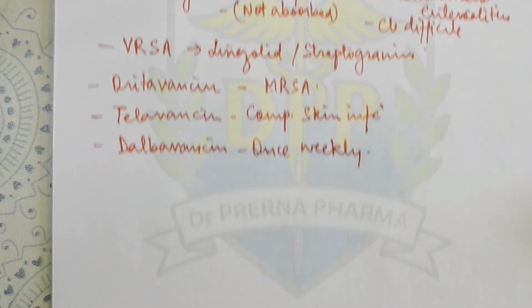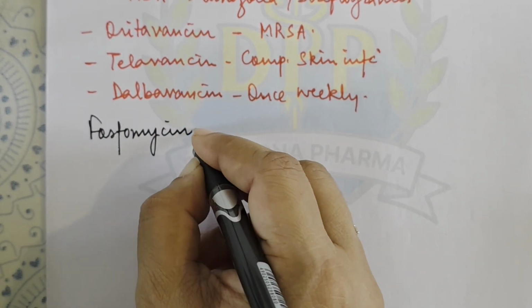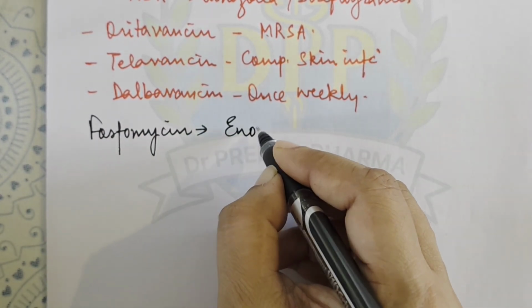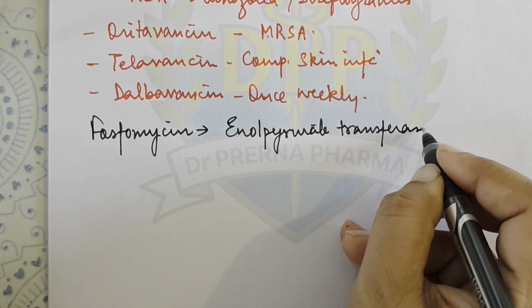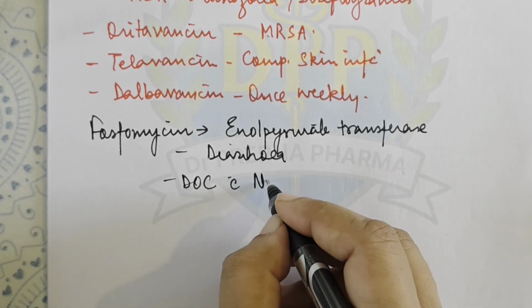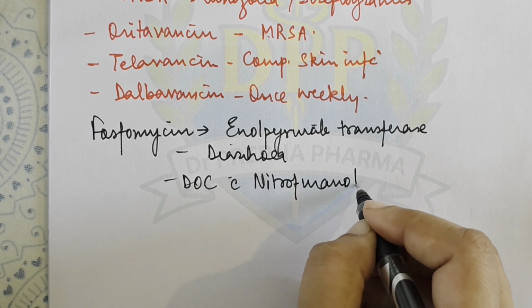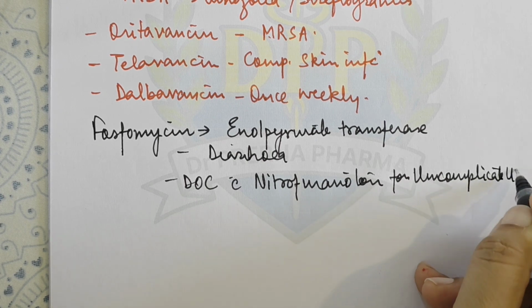Then the last drug that we have to do in this category is fosfomycin. This inhibits the cell wall synthesis by inhibiting the enolpyruvate transferase. Its use causes diarrhea. It is the drug of choice with nitrofurantoin for uncomplicated UTI.